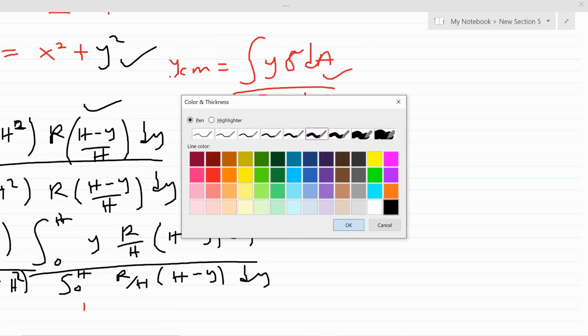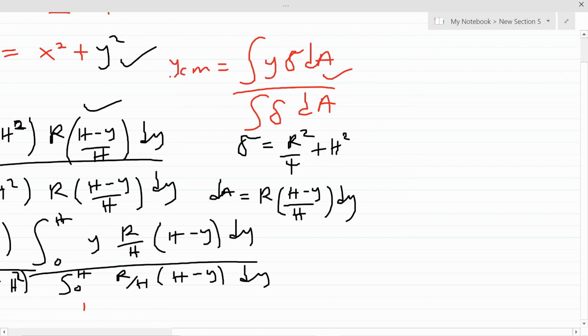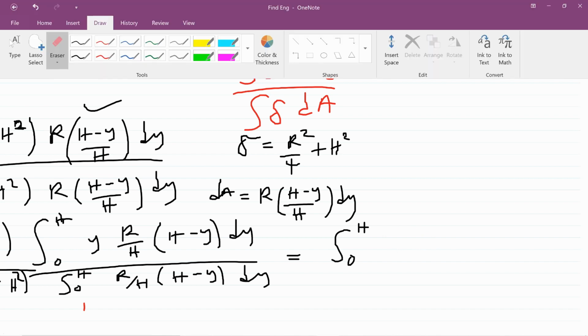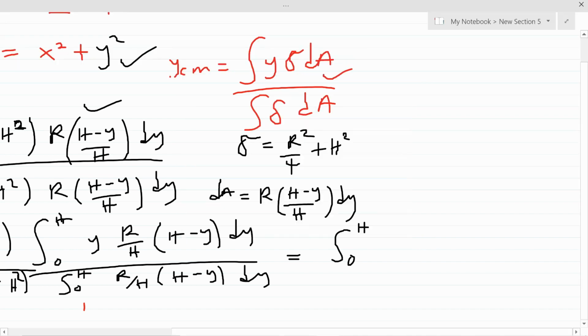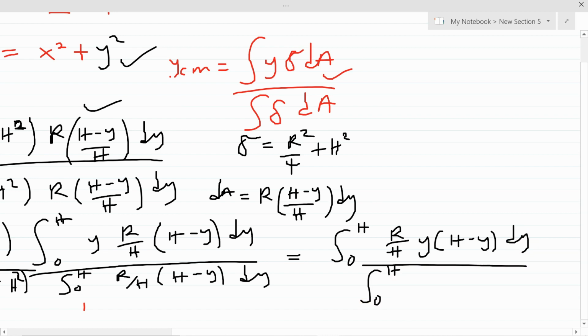Since I've been able to write this like that, this will be equal to the integral from 0 to h, the ycm, y times r over h. Let me write it well, because I can also factor something out. Since multiplication is commutative, I can write it like this: y into h minus y dy over the integral from 0 to h of r over h minus y dy.